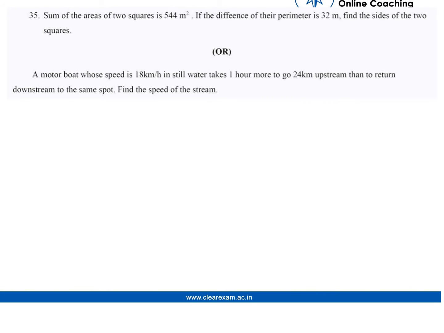We are given two questions here. The first question is: the sum of areas of two squares is 544 meter square, and the difference of their perimeters is 32 meter, and we need to find the sides of these two squares. The second question is: a motorboat whose speed is 18 km per hour in still water takes 1 hour more to go 24 km upstream than to return downstream to the same spot. We need to find the speed of the stream in this case.